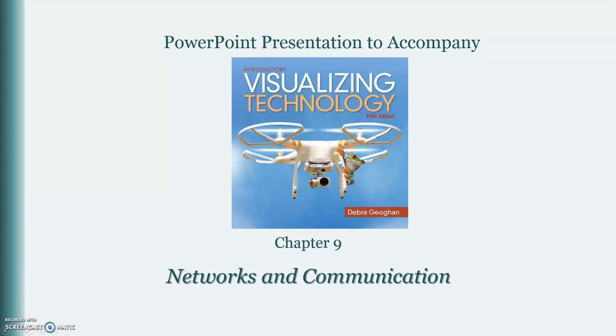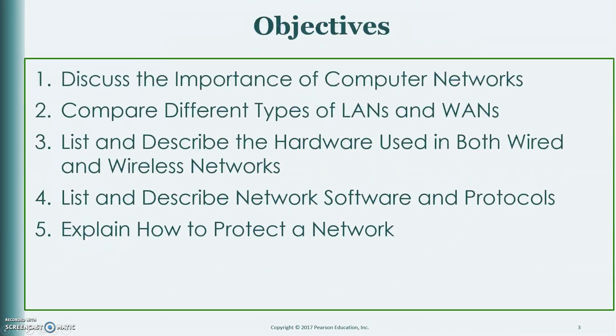Welcome to Chapter 9. This chapter explains and discusses networks and communication. So we're going to talk about the importance of computer networks. We're going to talk about different types of local area networks and wide area networks. Going to discuss the hardware that's used in both wired and wireless networks. We'll talk about network software and protocols. Talk about how to protect your network.